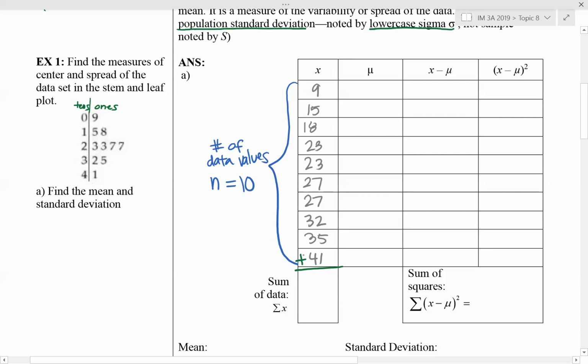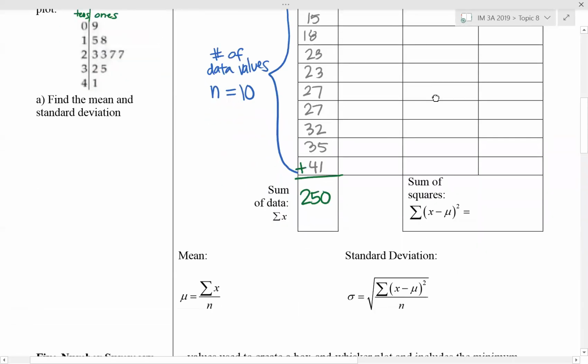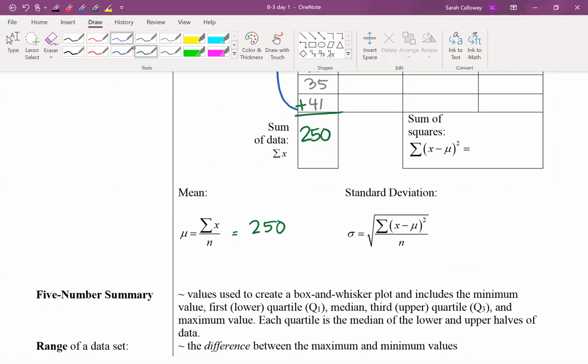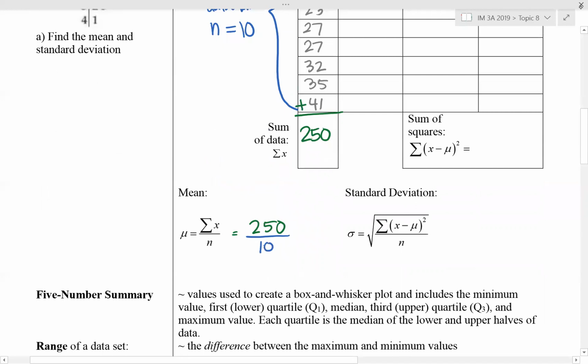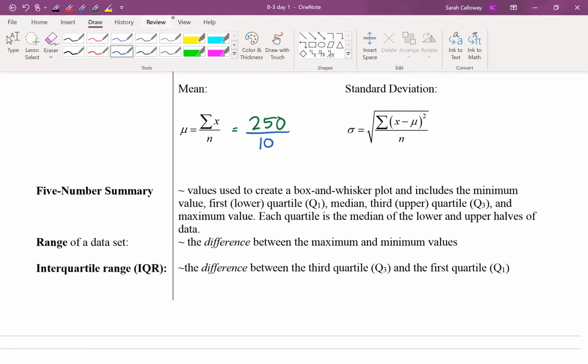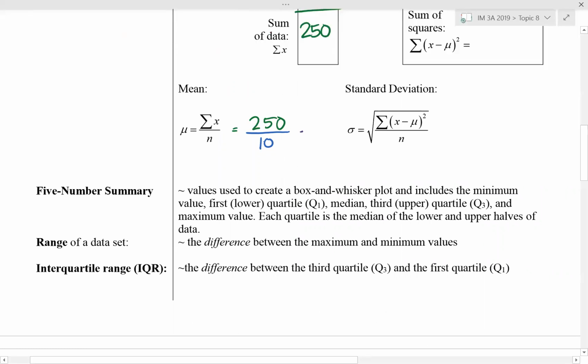So if I add up all of my X values, that's going to give me a sum of the data set. So remember that uppercase sigma of all the X values is 250. I'm going to use that to find the mean. So mean is mu. Mu is the sum of all the data values, which we got is 250, divided by n, the number of data values, which we said was 10. So we're taking 250, dividing that by 10 in order to find the mean, which means that the mean of this data set is 25. Okay, so the mean of this data set is 25.